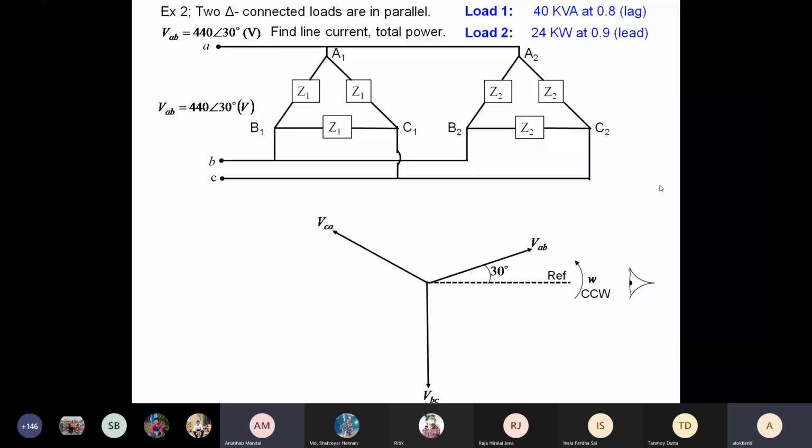So it is S cos theta. I have given you the S, and I have given you the cos theta, that is 0.8. So S cos theta is basically the P, and S sin theta is basically the Q. Okay. And this is lagging. So what will be the sign between them?